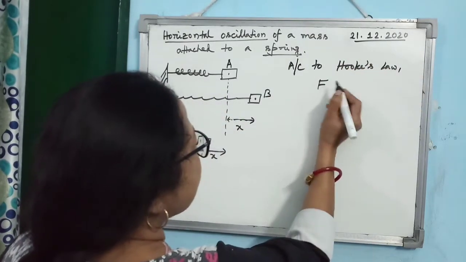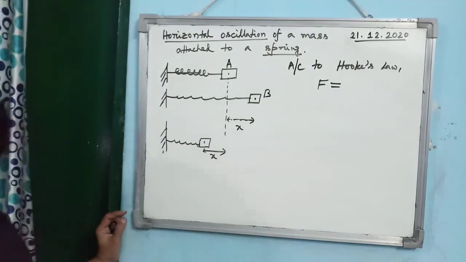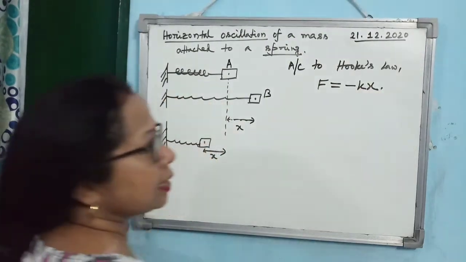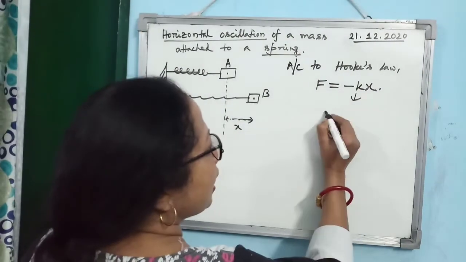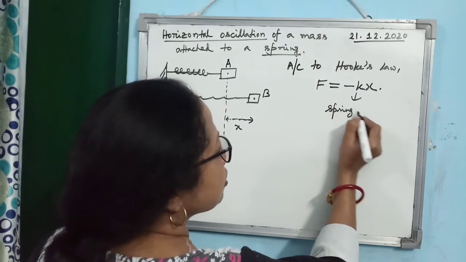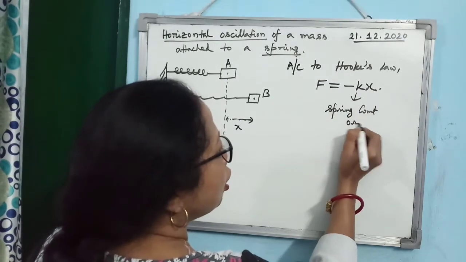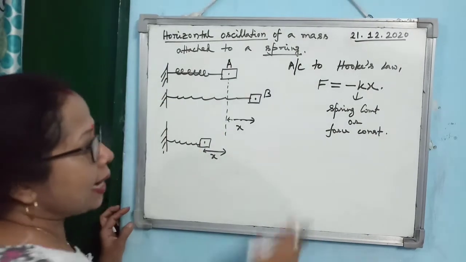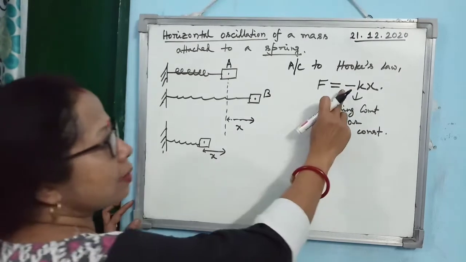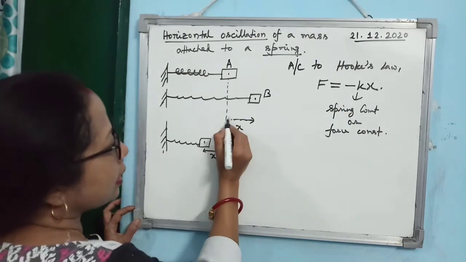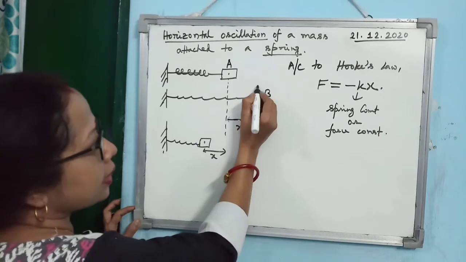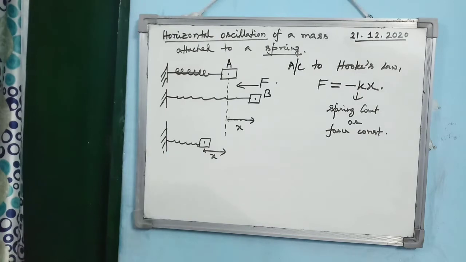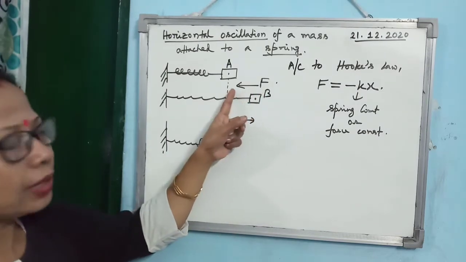According to Hooke's law, a restoring force acts on the body. That restoring force is given by minus k into x, where k is known as the spring constant or force constant, which depends on the material of the spring, and x is the displacement. The negative sign indicates that if the displacement is in this direction, then the restoring force will act in the opposite direction. So you see what will happen under the action of the restoring force.